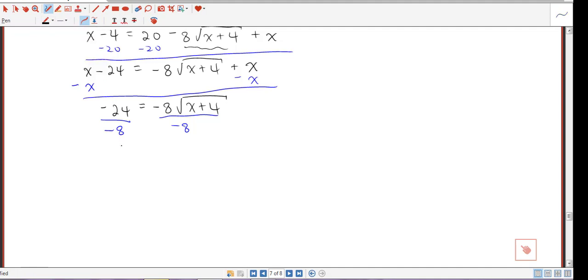Okay, so if I do that, then here you're going to have what? 3 equals 8, negative 8 is going to cancel, just the radical x plus 4. Oh look, so much nicer and it looks cuter. Okay. Now let's solve for x.